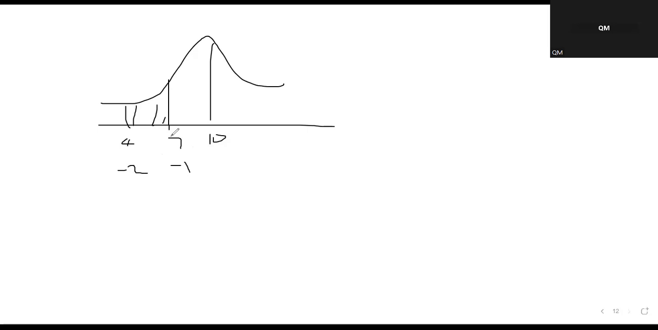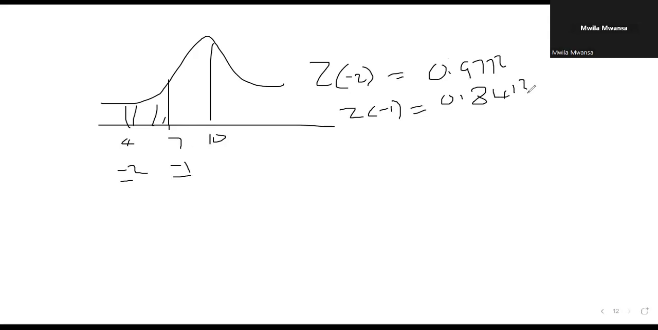I picked these numbers because they're easy for me to remember. So the key principle is as long as they're on the same side, ignoring the signs, the probability for z of -2 is 0.9772. The z for -1 is 0.8413. And just get the difference there. All right. So the logic here is they should be on the same side. Are we together? Yes, we are.